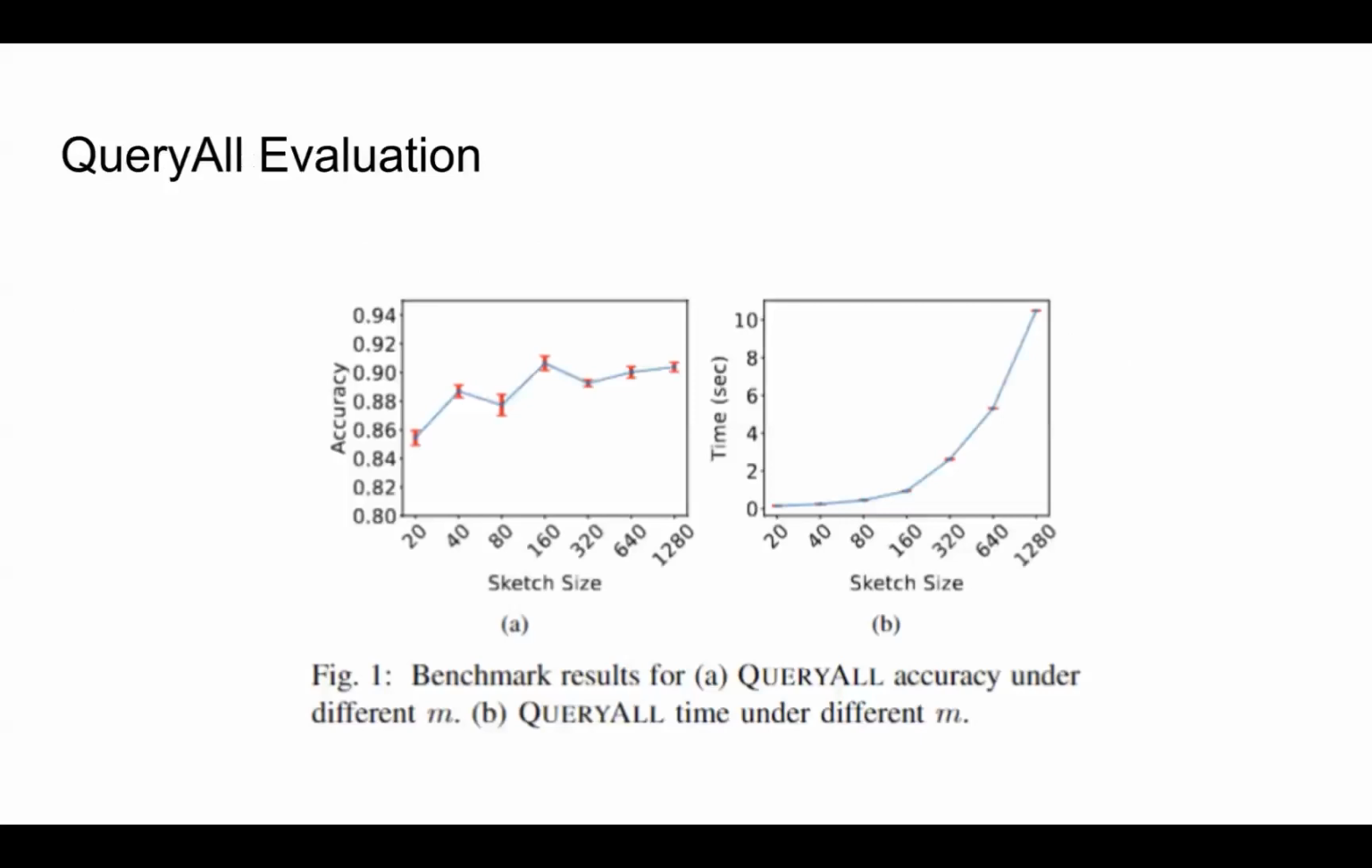So first, we would like to evaluate our query all operation. From part A of the figure, we know that the query all accuracy increases from 83% to 90% as the sketch size increases from 20 to 1,280. And we can reach around 90% distance estimation accuracy when the sketch size reaches 320. From part B of the figure, we show that the query all time grows from 0.15 second to 10.5 seconds as the sketch size increases.